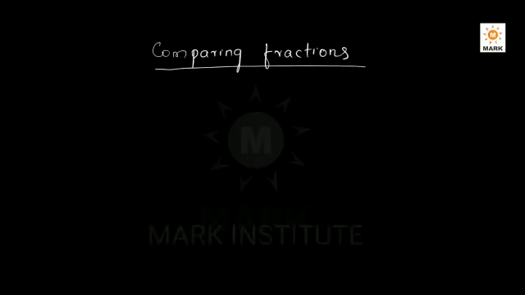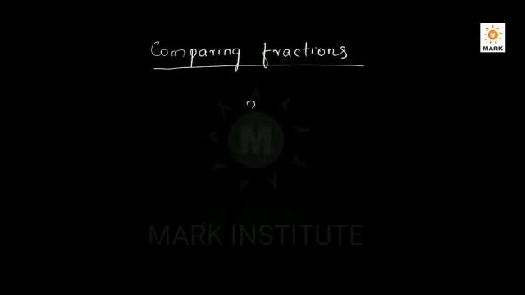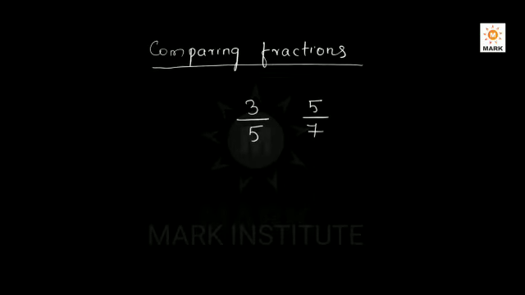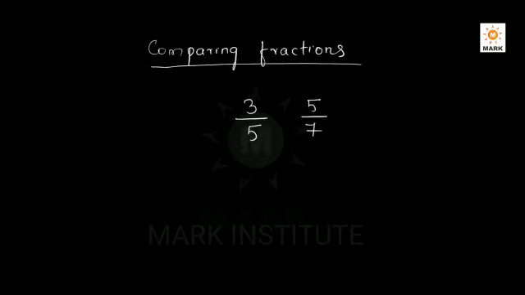Dear friends, in this video we are going to discuss how to compare the fractions in an easy way. Let us take two fractions called 3 by 5 and 5 by 7. Generally, for fractions including single digit or double digit numbers in the numerators or denominators, this technique is highly useful to decide which fraction is highest and which fraction is least.